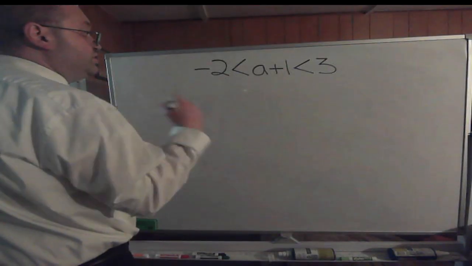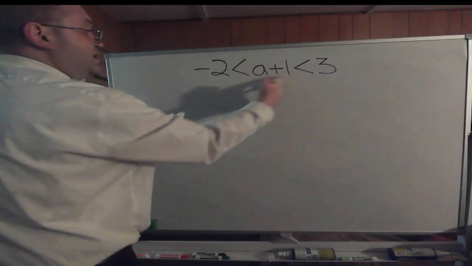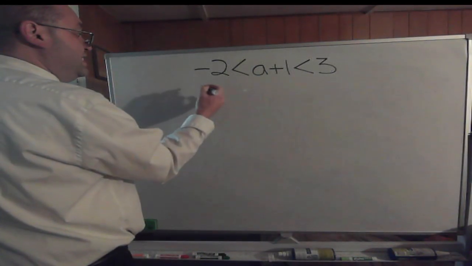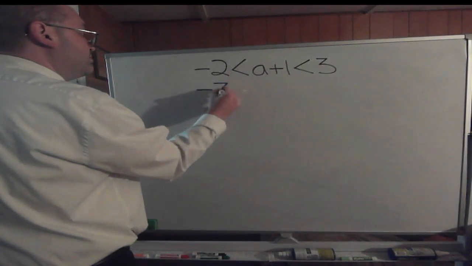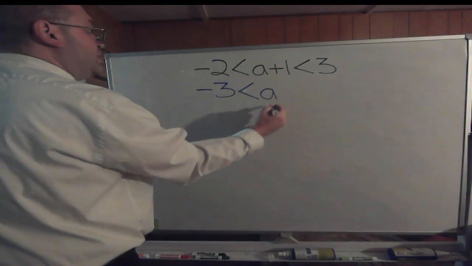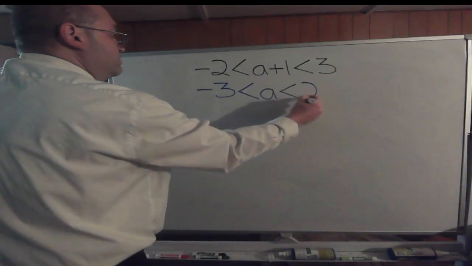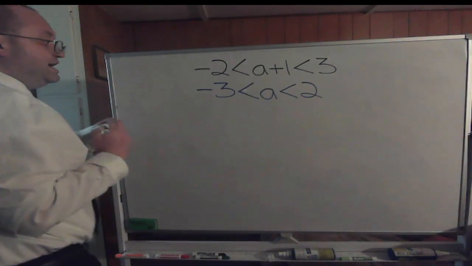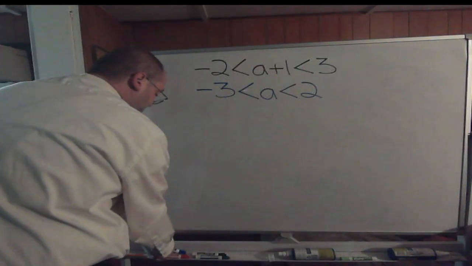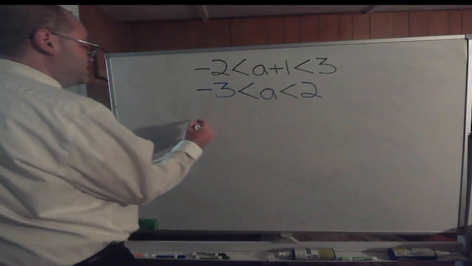So all you're going to do is subtract 1 from each of these numbers on either side of the a plus 1. So if I subtract 1 from negative 2, I'll get negative 3, which will be less than a, which will then, if I subtract 1 from 3, I'll get 2. So I end up getting negative 3 is less than a, which is less than 2. And now the next step is to graph this.